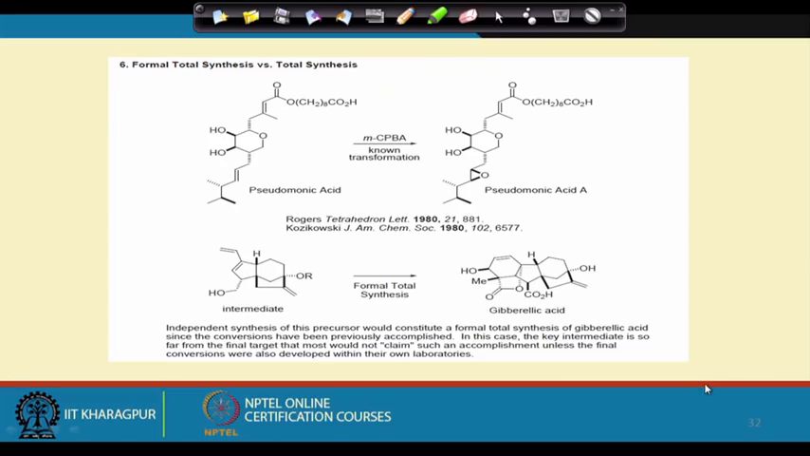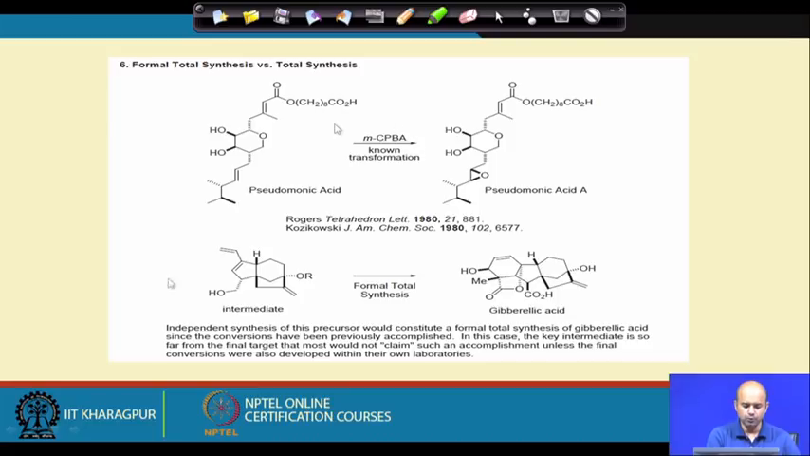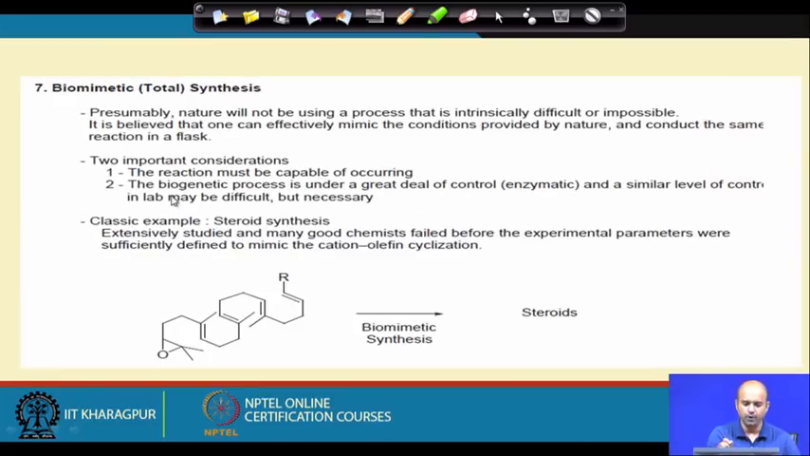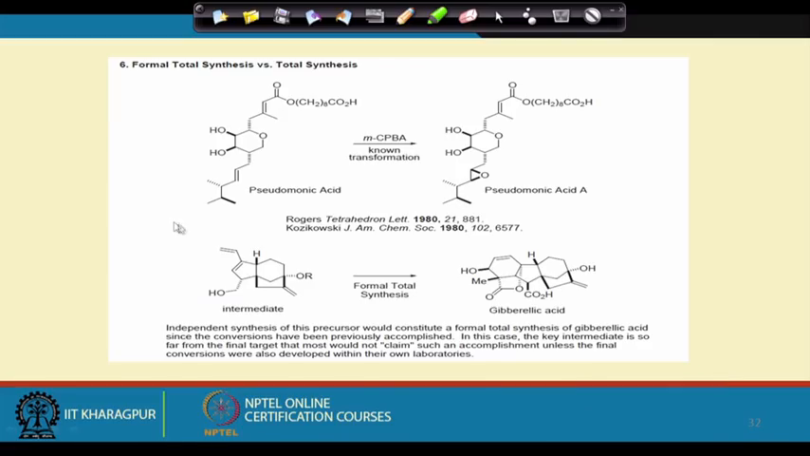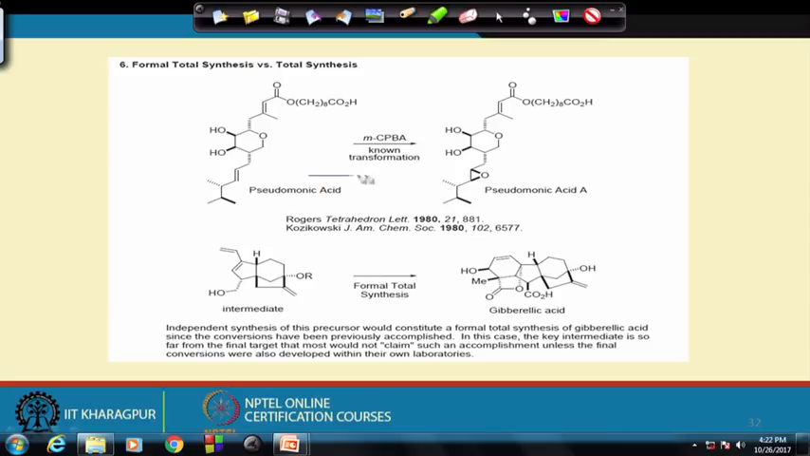So, we will try to close down this particular section, and finally, we will talk about two terminologies, which are named formal total synthesis versus total synthesis. Formal means some steps are known. So, you have arrived up to this point by some synthetic steps. From this point, the remaining steps are basically known to you. So, this is called formal total synthesis.